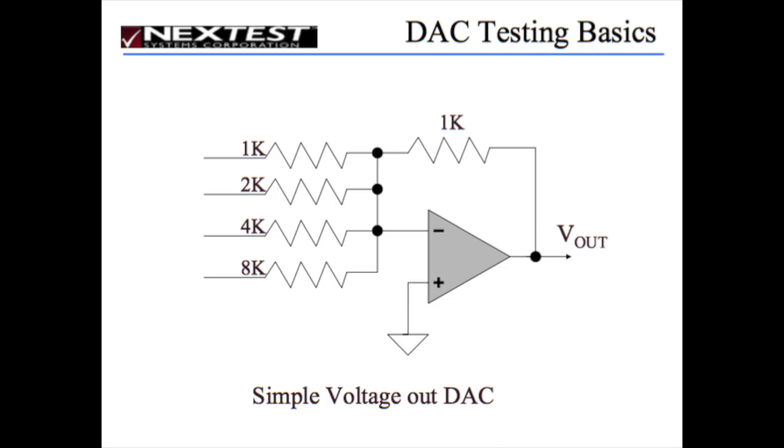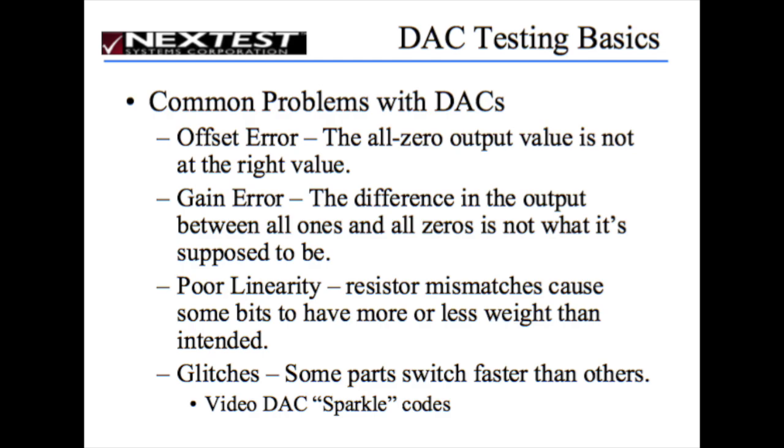Here's a simple voltage out DAC. It's a real simple negative feedback op amp, and if you watch my op amp video, you'll see right away how this works. It generates a voltage based on the input value, 1 or 0, just ones and zeros. You can pick voltages if you want, but just ones and zeros, where the top input is the MSB and the bottom input is the LSB. And so that's a simple DAC.